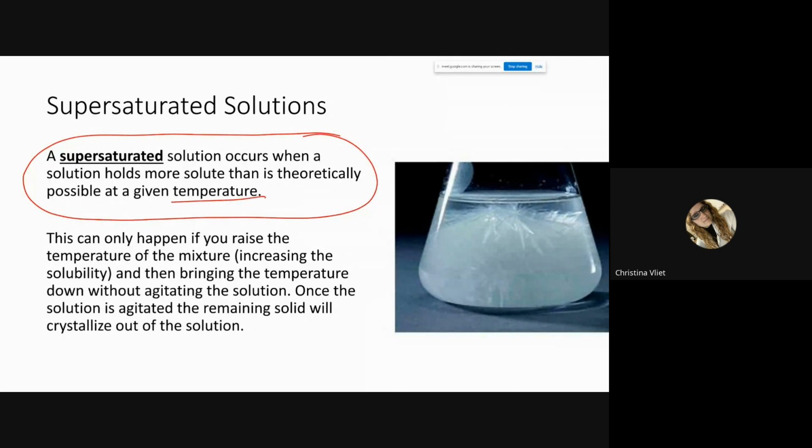And like I said, this can only happen, you don't have to write this down, this is just me explaining the way that it happens, if you raise the temperature of the mixture to increase the solubility, and then you let it sit. Don't touch it. If you even just touch the mixture, everything comes out all at once. It's really cool. Everything crystallizes all at once.